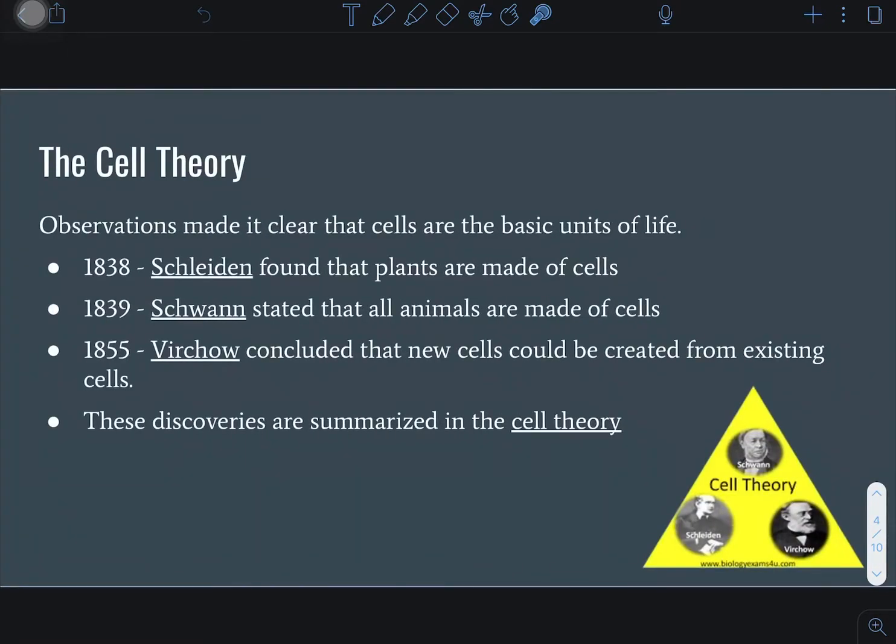So there were 3 scientists who looked at these discoveries and came up with some conclusions. There's a guy by the name of Schleiden, who found that all plants are made up of cells. Then there was another scientist by the name of Schwann, who said that all animals are made of cells. And then there was Virchow, who concluded that all new cells come from existing cells. The combination of those 3 scientists' conclusions is what we now call the cell theory. So what are the 3 parts of the cell theory?